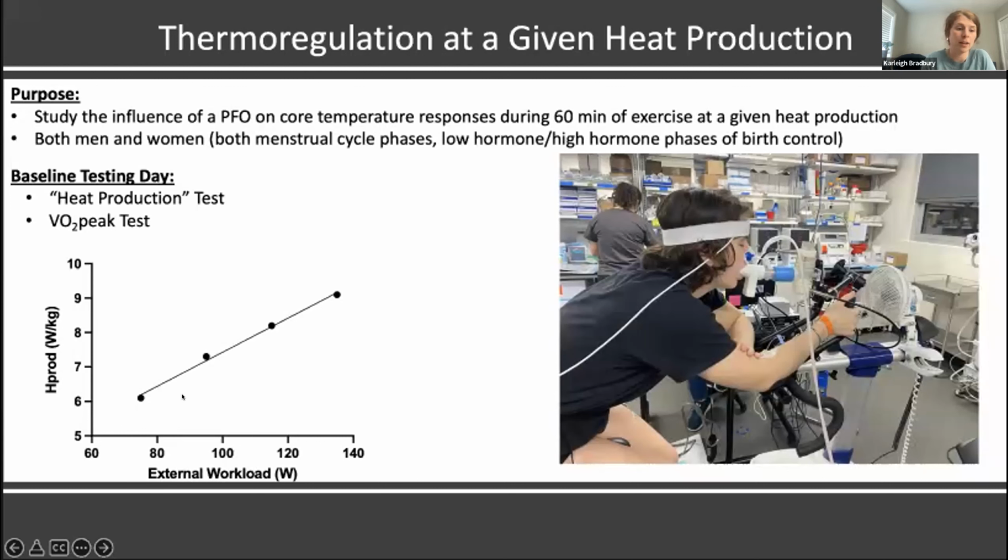During the heat production test, we have subjects cycle at 4 different workloads for 5 minutes apiece. And we're able to find the heat productions at each of those workloads. And it gives us a regression equation that we can use to find our ideal workload that will elicit a heat production of about 7 watts per kilogram. So in this person, we had a target workload of 91 watts. I will say that in most subjects, we've had to adjust their target workload by about 10 to 15 watts to get the ideal heat production during the hour-long bout.